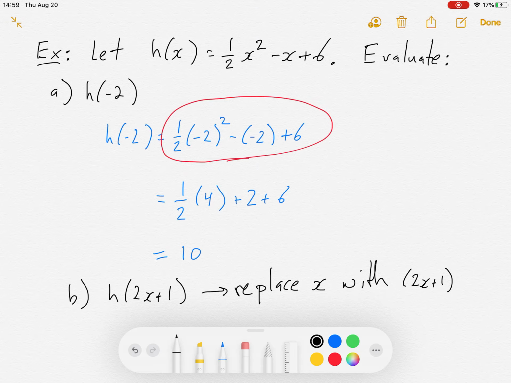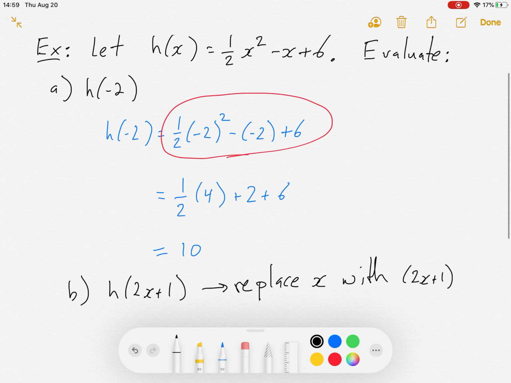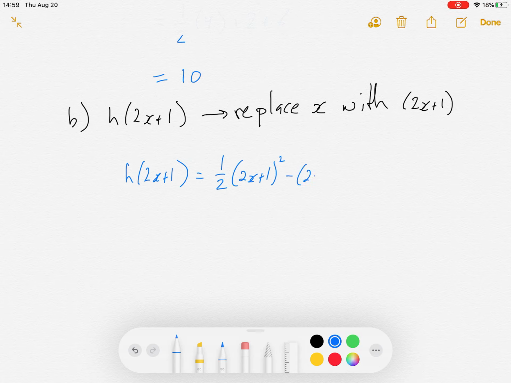Here's where I kind of spent a lot of time on symmetry. This is why, because you're going to be doing a lot of replacing x, or this is one of the reasons why. So hopefully this won't seem too terribly bad, at least at first. We'll see what happens as we go on. So first of all, I want to point out that this is the answer here. You would say h of 2x plus 1 equals 1/2 (2x plus 1) squared minus the quantity 2x plus 1, and then plus 6.